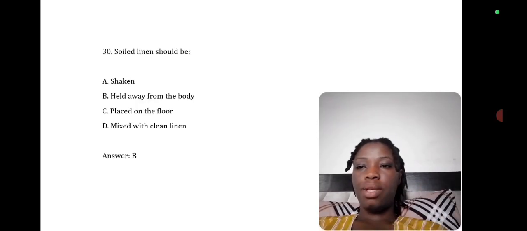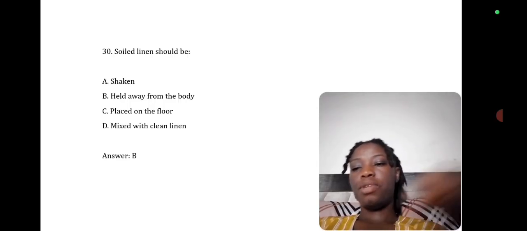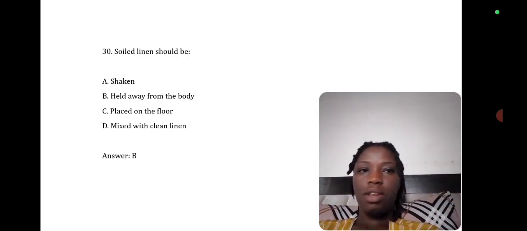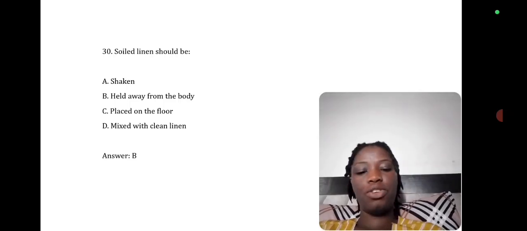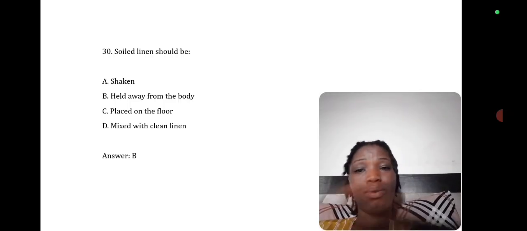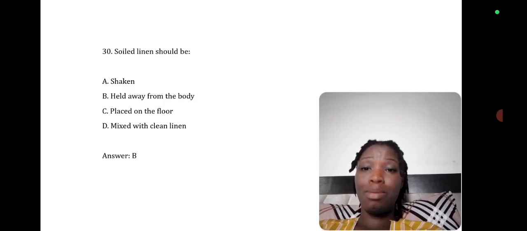Question 30. Soiled linen should be what? Be shaken? You don't shake. Held away from the body, that's the answer. You hold it and move it away from your body. You don't change the patient's bed and then hold the linen close to your body. Microorganisms will just enter your body and all your clothes. So when you are going to do bed making or change the bedspread, carry a soiled linen bin along.